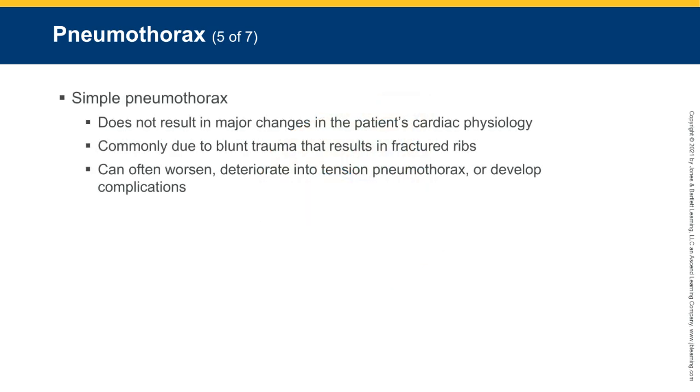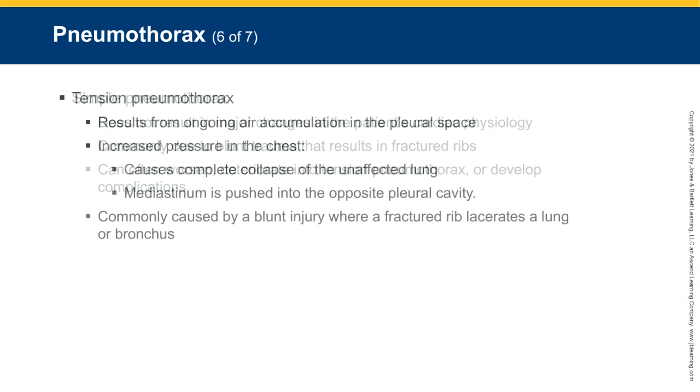A simple pneumothorax does not initially cause major changes in cardiac function, but can worsen over time. This condition often results from blunt trauma, such as a fractured rib puncturing the lung. Tension pneumothorax occurs when air continuously accumulates in the pleural space, causing increased pressure. This can collapse the opposite lung and shift the mediastinum, compressing the heart and great vessels, leading to life-threatening consequences.